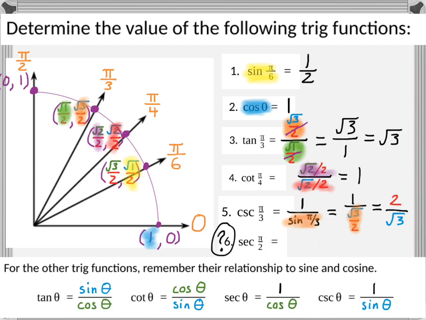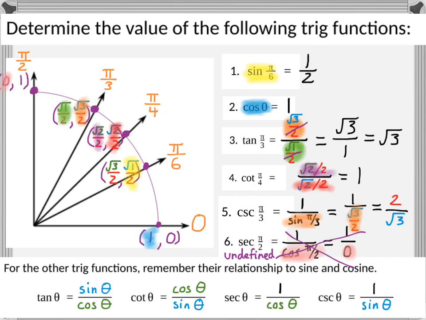Okay, so last one here. See if you can do the secant of pi over 2. And pause the video and come back. Okay. Secant is 1 over cosine. Okay, so I need to find the cosine of pi over 2. Cosine of pi over 2 is the x coordinate, highlighted in pink way over there on the left. So I have 1 over 0. Oh, so that means that the secant of pi over 2 is undefined.